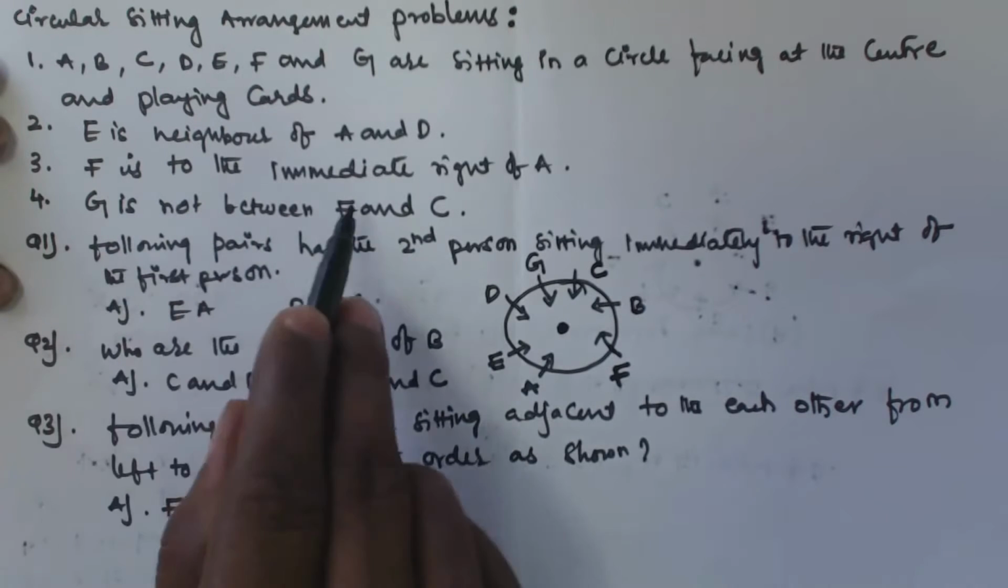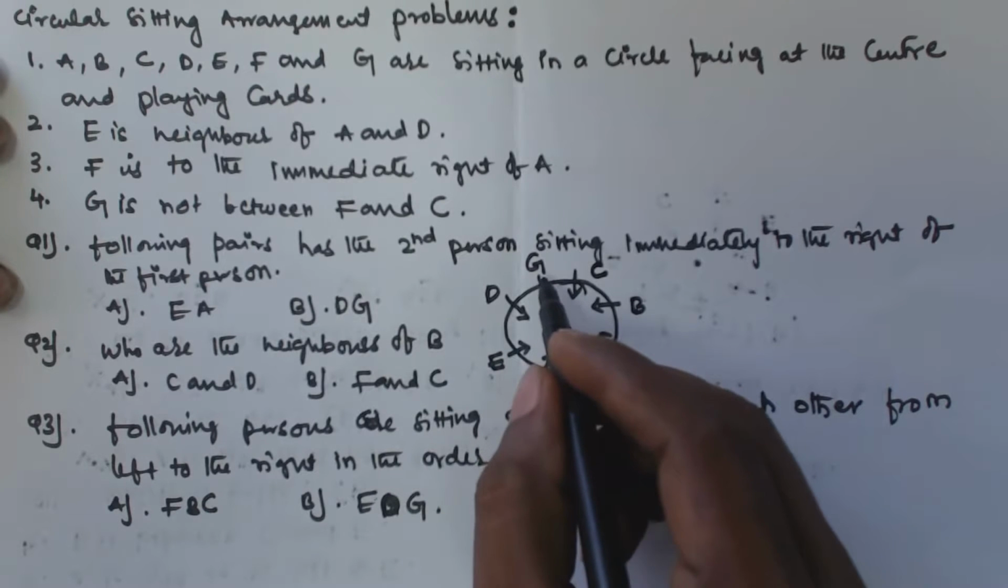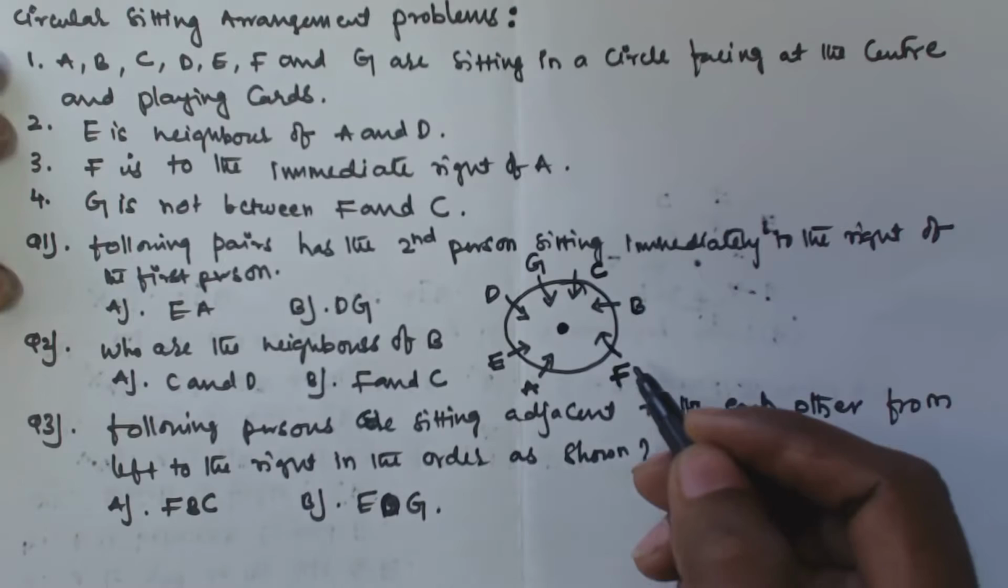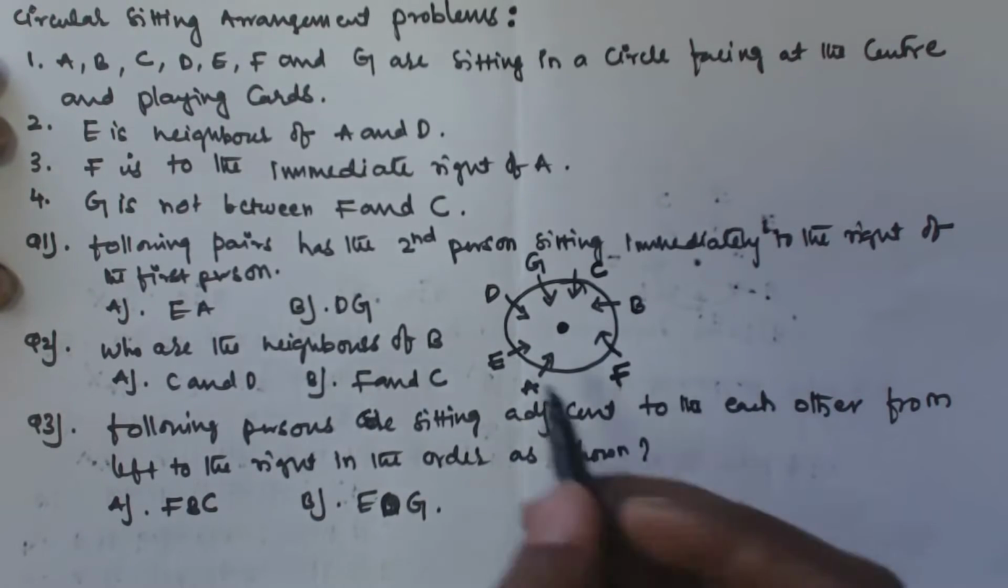So that means B is sitting between F and C. So remaining one position is occupied by the G. So now we established all the sitting positions for all the 7 persons. So now let's solve the questions.